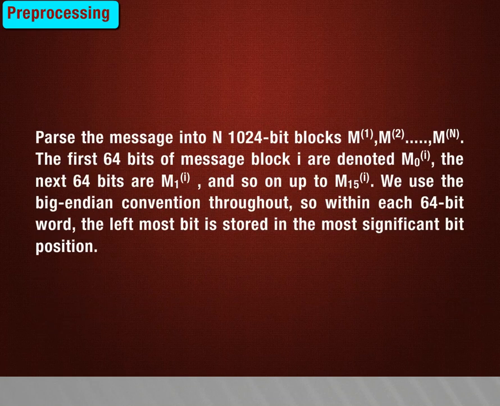Parse the message into N 1024-bit blocks, m^1, m^2, and so on up to m^N. The first 64 bits of message block i are denoted m_0^i, the next 64 bits are m_1^i, and so on up to m_15^i. We use the big-endian convention throughout, so within each 64-bit word, the leftmost bit is stored in the most significant bit position.